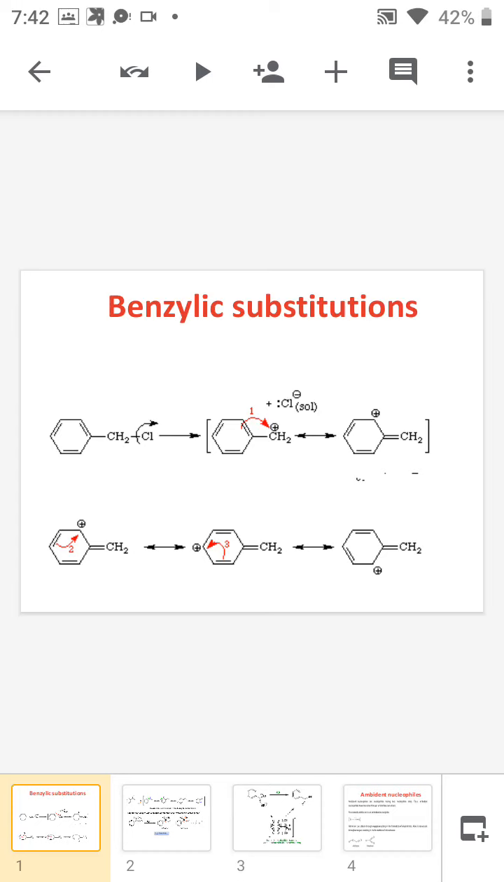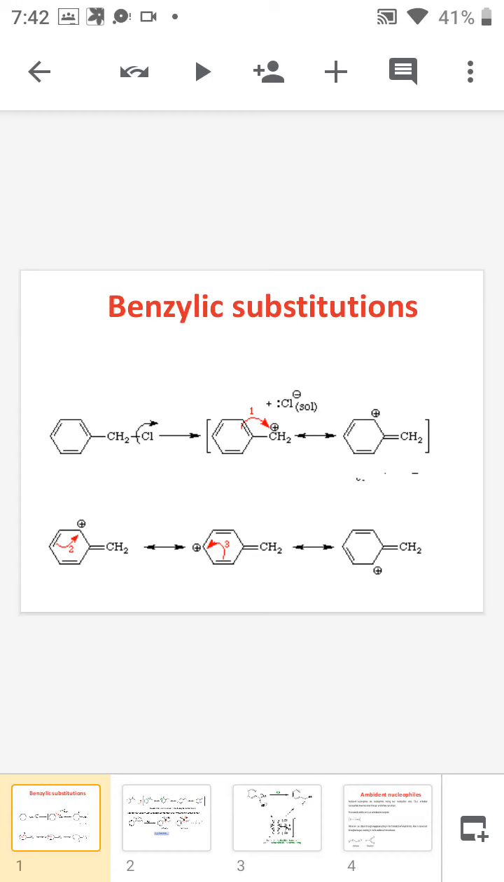Evening everybody. Today we will discuss the benzylic substitution reaction. As we discussed in the last class, the benzylic nucleophilic substitution can be classified into SN1 and SN2.